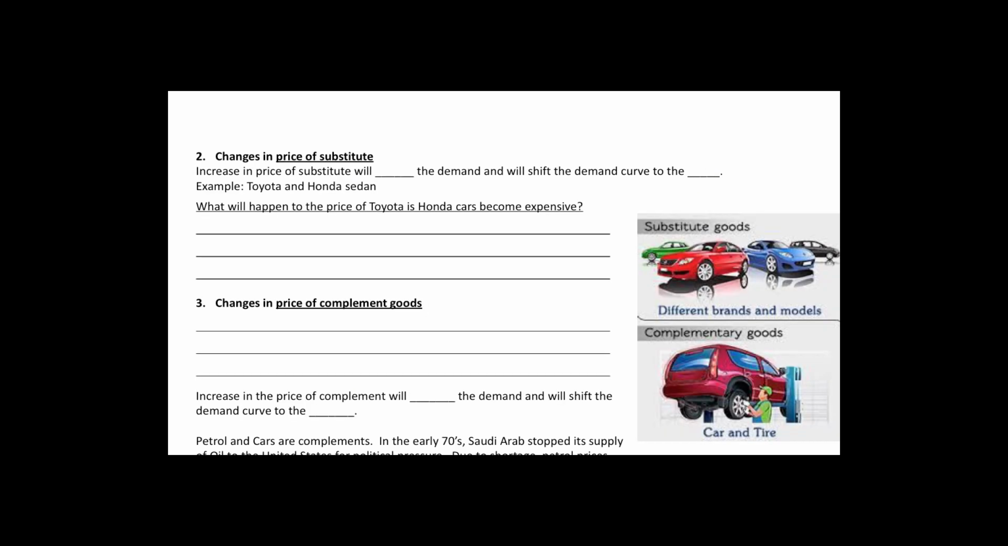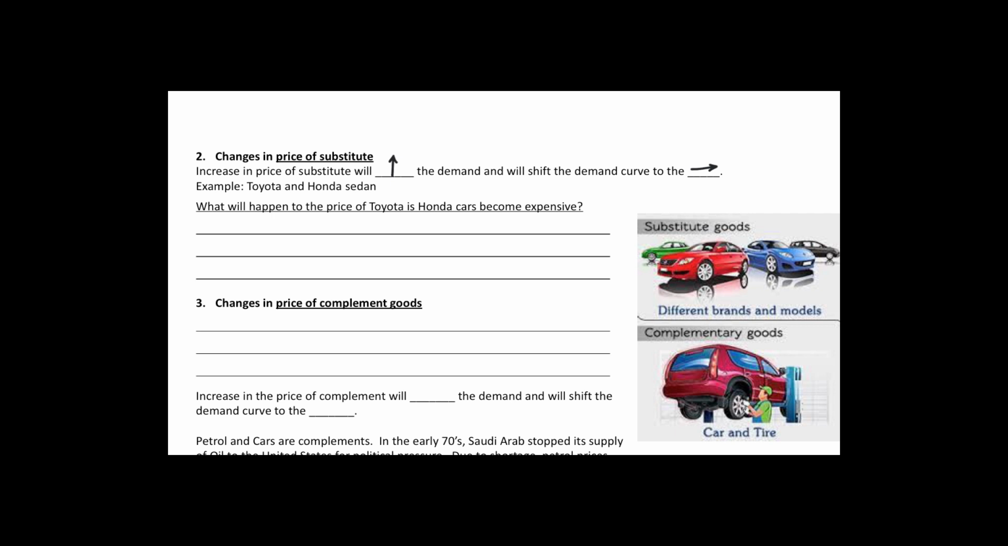Another factor which will cause shifts is changes in the price of substitute goods. Okay, now let's try and work it out. If there is increase in the price of substitute good, this will increase the demand for your good and shift the demand curve to the right. What do you think? So this is what's going to happen. If the price of substitute becomes expensive, why would you buy the substitute good? You will buy more of the other good, the one that you're talking about.